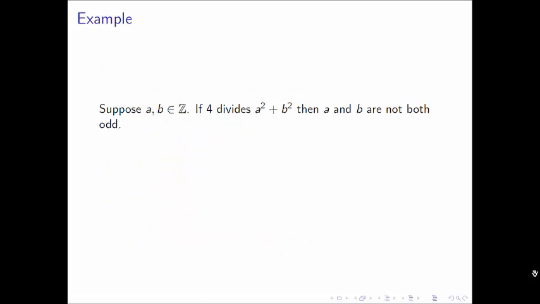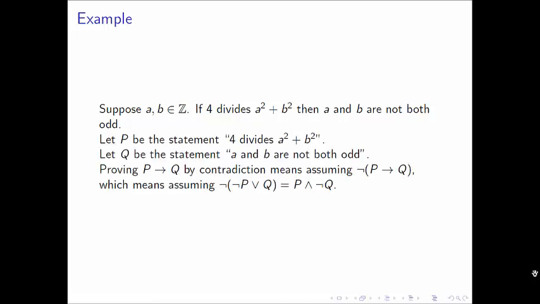That sounds perhaps a little complicated without a concrete example, so let's work through one. Here's the statement that we wish to prove. Suppose that a and b are integers, and we want to prove: if 4 divides a squared plus b squared, then a and b are not both odd. That's a little bit of a complex statement, and we're going to prove this by contradiction.